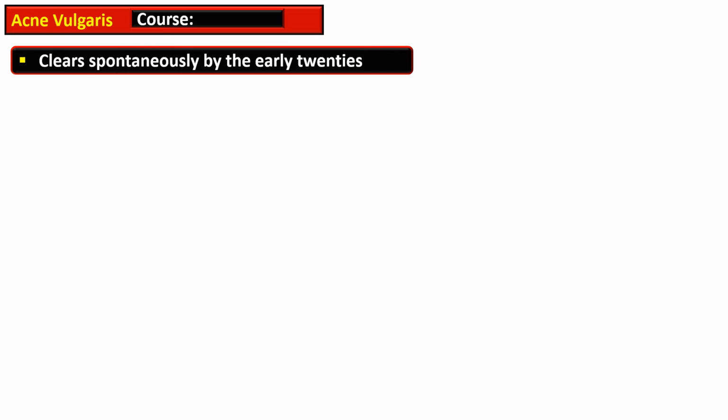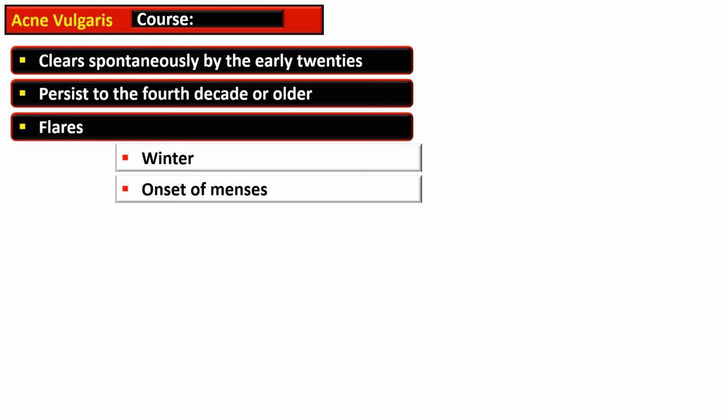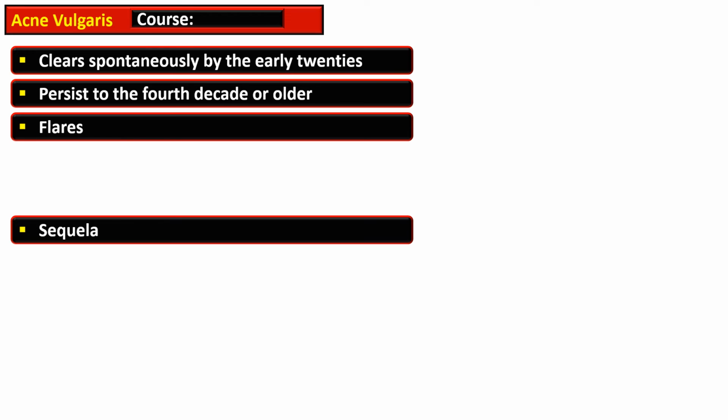Now coming to the course of the disease, acne vulgaris clears spontaneously by the early 20s, or it may persist into the fourth decade or older. The flares of the disease occur during winter or with the onset of menses. The important sequela of the disease that has a psychological impact on the patient is scar formation, and this scar formation can be avoided by early treatment with topical isotretinoin.